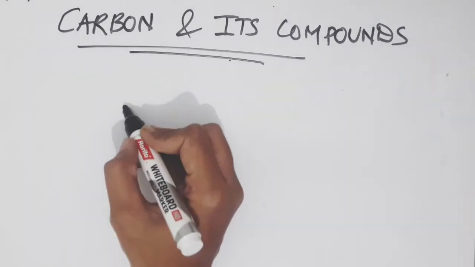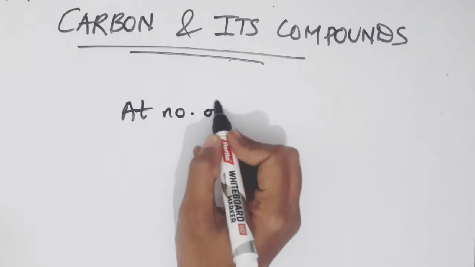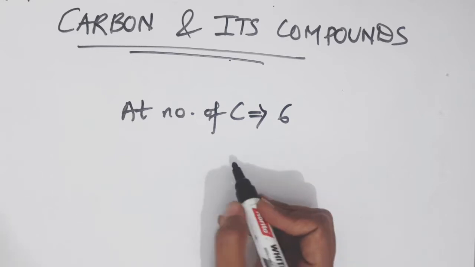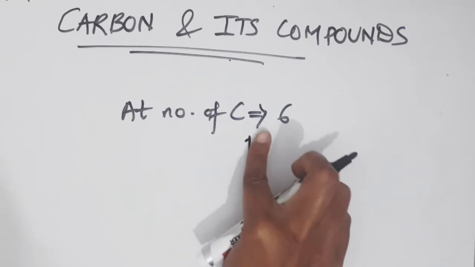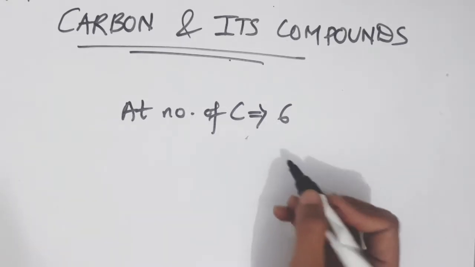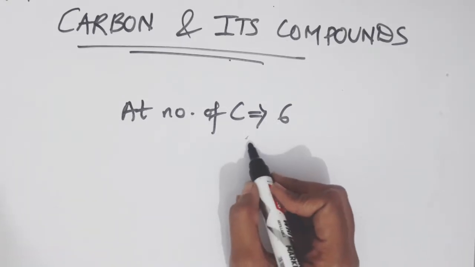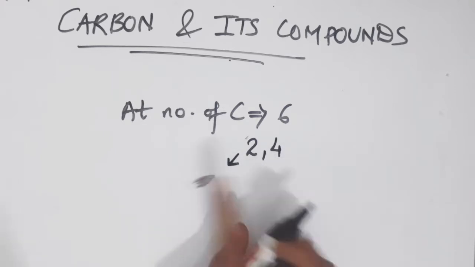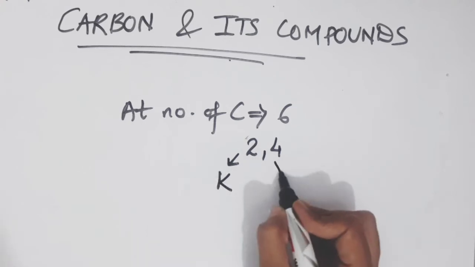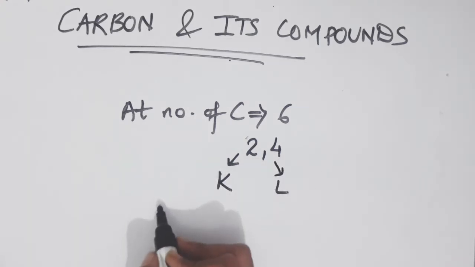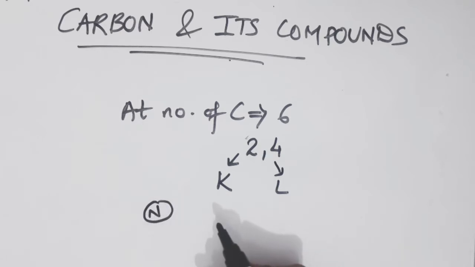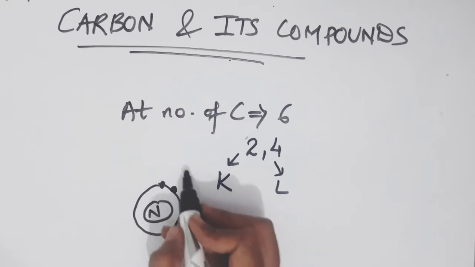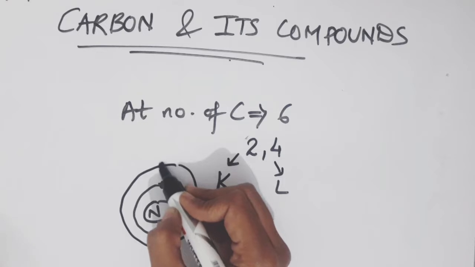You should know before starting that the atomic number of carbon is 6. When you write the electronic configuration according to 10th class, you can write it as 2, 4. The first shell, the K shell, has 2 electrons, and then you have 4 electrons. If you consider this as a nucleus having neutrons and protons, the first shell will have 2 electrons and the second shell will have 4 electrons.